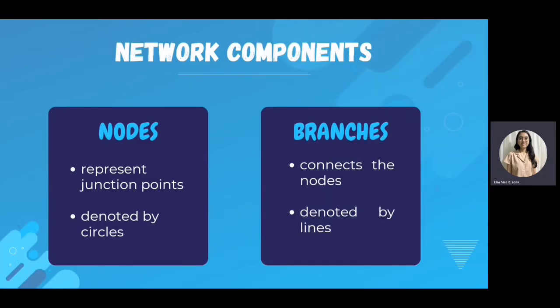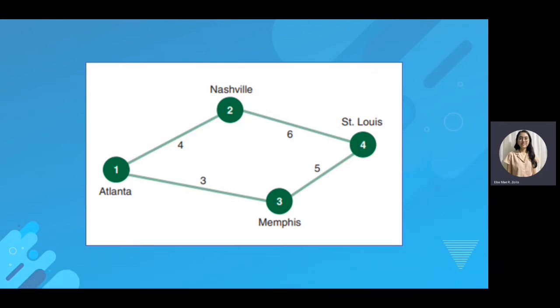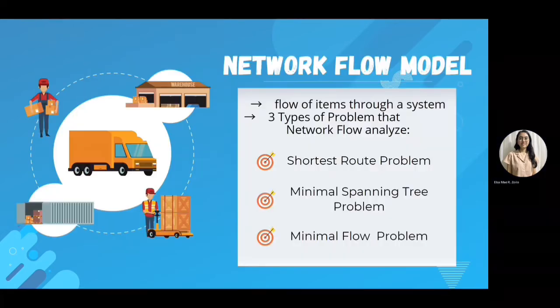Next, we have the network components, which are nodes and branches. Nodes represent junction points and are usually denoted by circles, while branches connect the nodes and are denoted by lines. For example, we have this picture. Let us identify the nodes and the branches. According to the definition earlier, nodes are represented by circles and usually pertain to localities. So in this figure, Atlanta is node 1, Nashville is node 2, node 3 is Memphis, and node 4 is St. Louis.